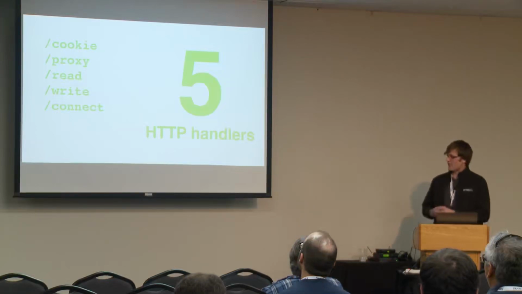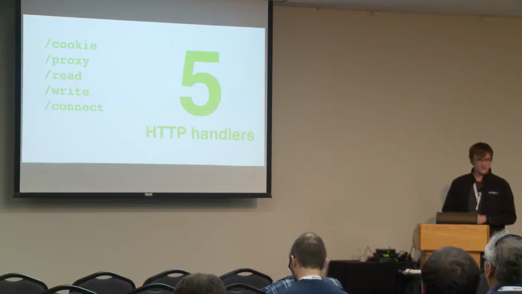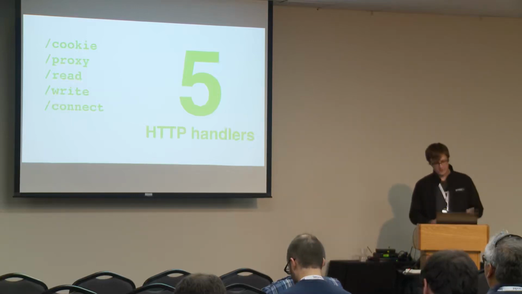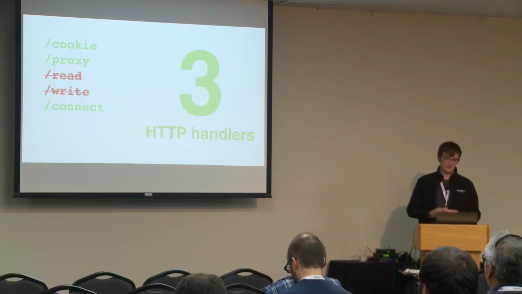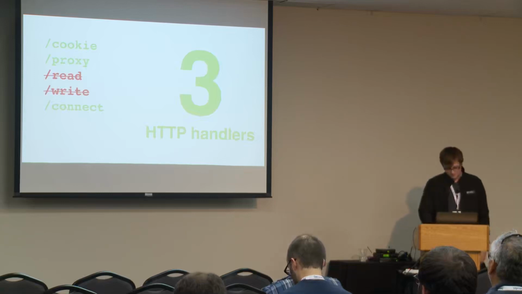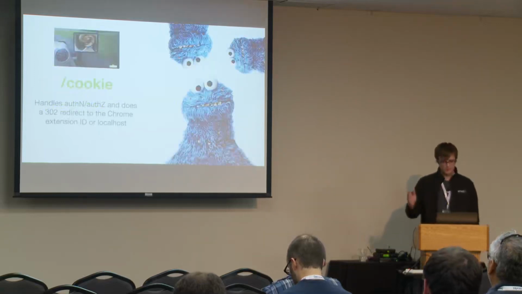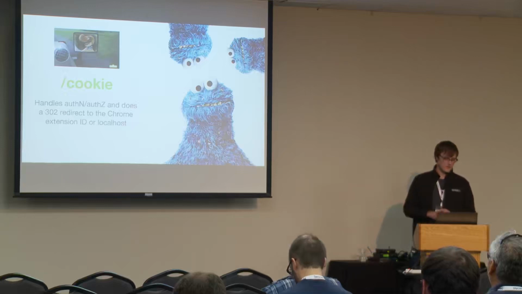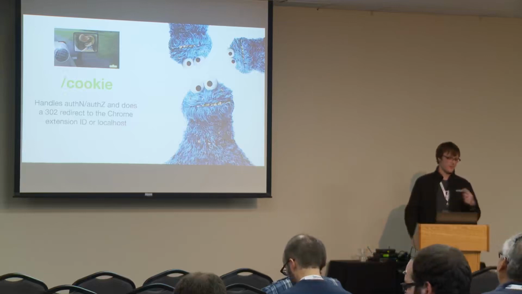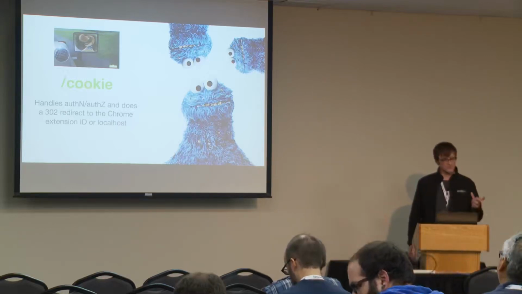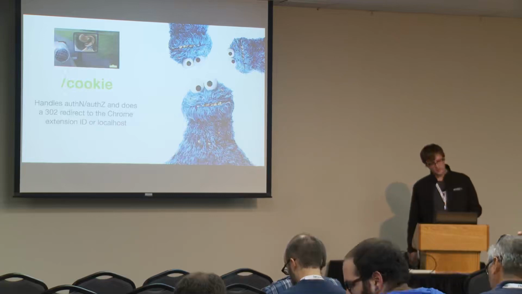So now I'm going to talk about these 5 HTTP handlers that are defined in the NASSH relay protocol. There's cookie, proxy, read, write, and connect. But we really only need to implement 3 of them, because read and write are the HTTP handlers that you would use if you couldn't, for example, support WebSockets. The first one, which is /cookie, is responsible for handling authentication and authorization. And then we'll do the 302 redirect to either that Chrome extension URI scheme or to localhost.